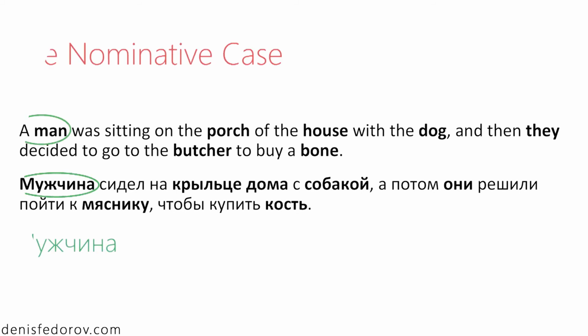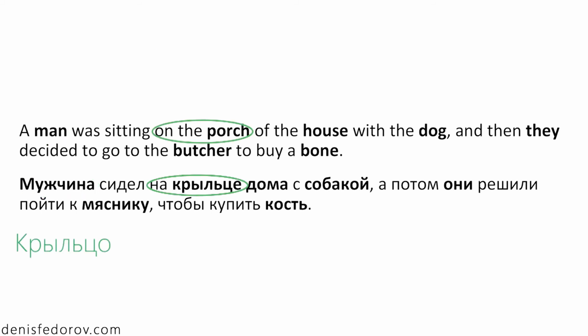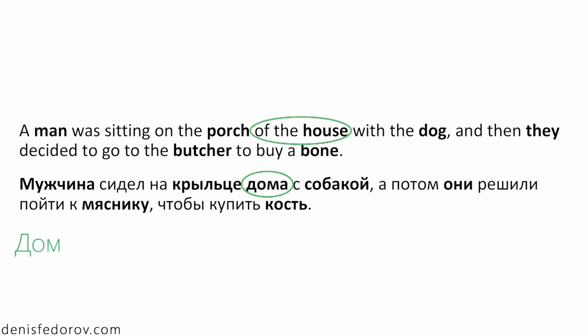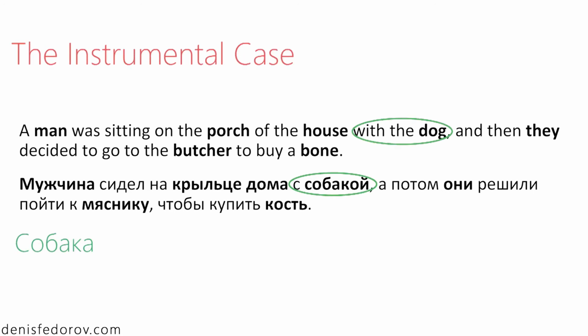So, мужчина, a man, will be in the nominative case, the default case, because he is the subject. He is doing the action of the verb. He is sitting. Then, на крыльце, on the porch. It's obviously the prepositional case because here the position is indicated. Дома, of the house. It is in the genitive case because this case is a Russian way of saying of. Then will be с собакой, with the dog. Here you see this with context, which means it's the instrumental case.